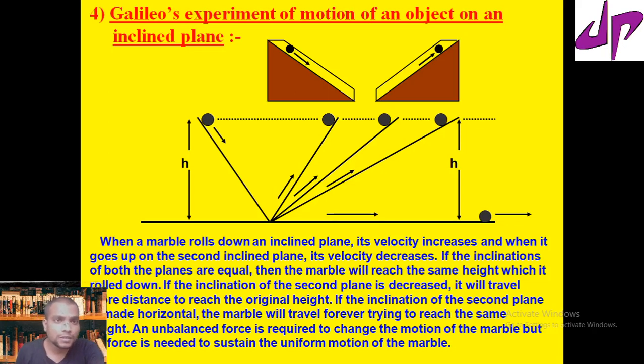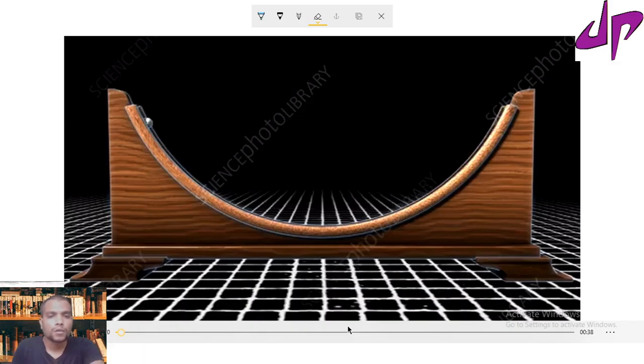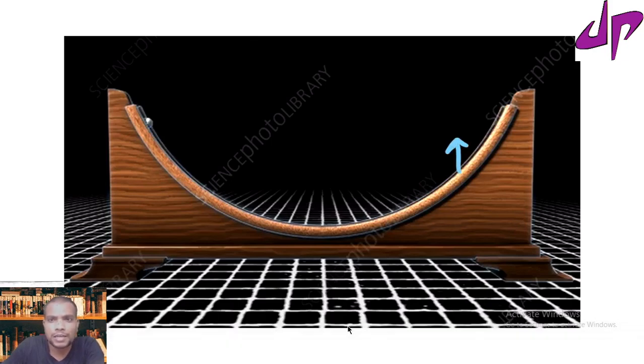Hi students, last class we discussed Galileo's experiment on the motion of an object on an inclined plane. Galileo made the first attempt to study the motion of an object. For that we considered an inclined plane.